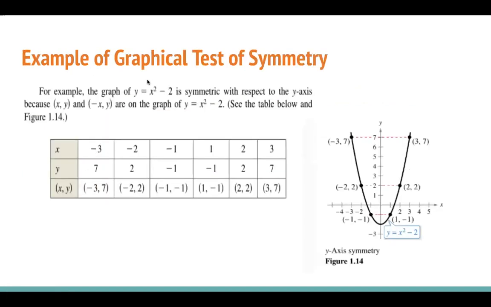Here's an example of the graphical test of symmetry. So here we have the equation y equals x squared minus 2, and it's symmetric with respect to the y-axis because (x, y) and (-x, y) are on the graph of y equals x squared minus 2, as shown in the table and on the figure.